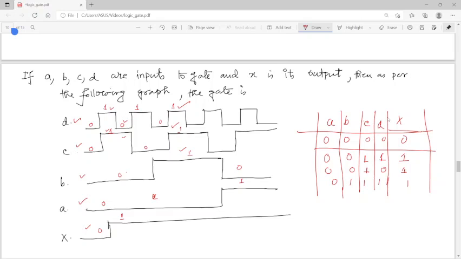So what we understood from that: only when all inputs are zeros is the output 0, and in all the rest of the cases, that means if there is even a single 1, the output is 1.